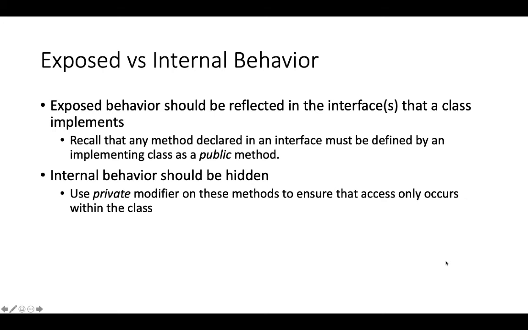So along those lines, we want to make a distinction between the behaviors that we want to expose to the rest of the world and any methods that we've defined as helper methods or auxiliary methods that really are just part of how we implement the things that we are exposing to the rest of the world. For the methods that we want to expose to the rest of the world, we really should define one or more interfaces that those methods are helping to implement.